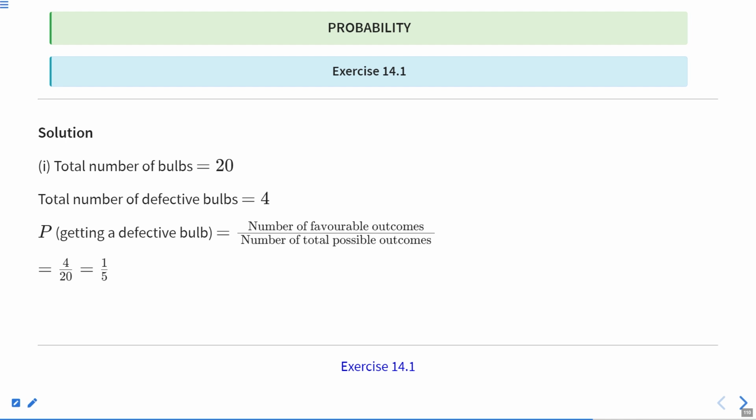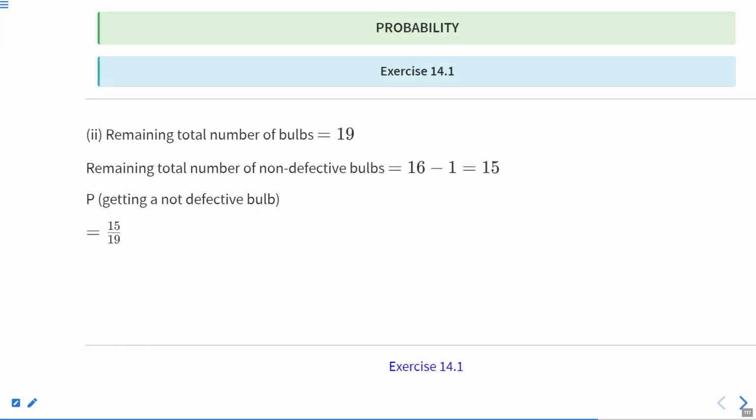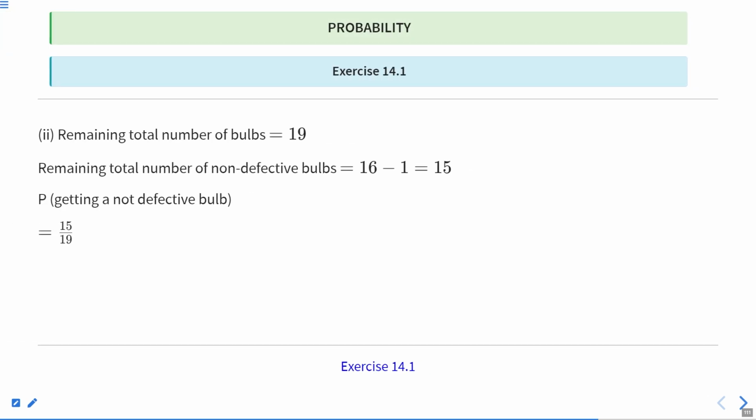First of all, let us solve the first one. Here the total number of bulbs is equal to 20 and the total number of defective bulbs is equal to 4. So the probability of getting a defective bulb is equal to the number of favorable outcomes divided by the number of total possible outcomes. That is equal to 4 by 20, and this is equal to 1 by 5. So the probability of getting a defective bulb is 1 by 5. And then we will solve the second one.